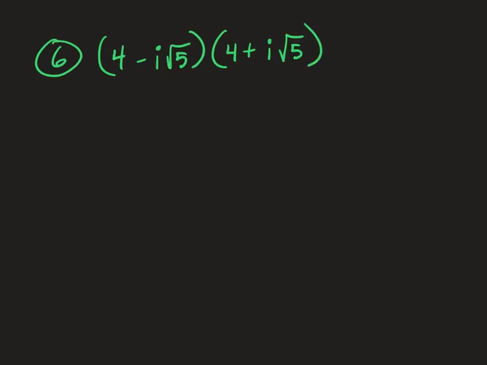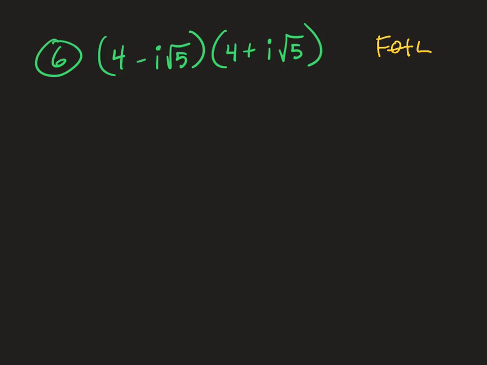Number 6, 4 minus i square root of 5 times 4 plus i square root of 5. One thing before we do another one like this: you might notice that these binomials look almost identical. The only difference is the sign between them. Here we've got a negative in the middle, here a positive. Anytime you FOIL with these, the outers and the inners will cancel.